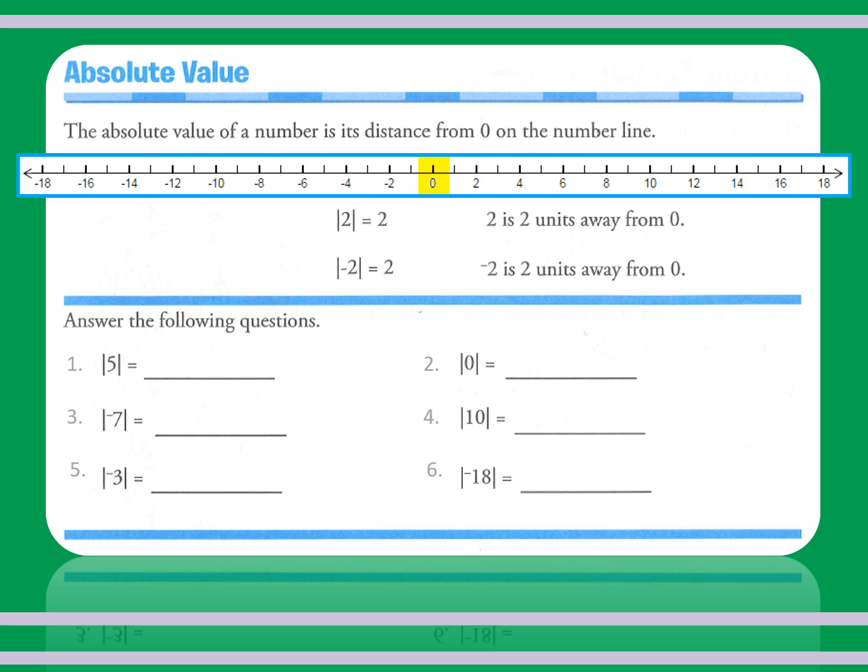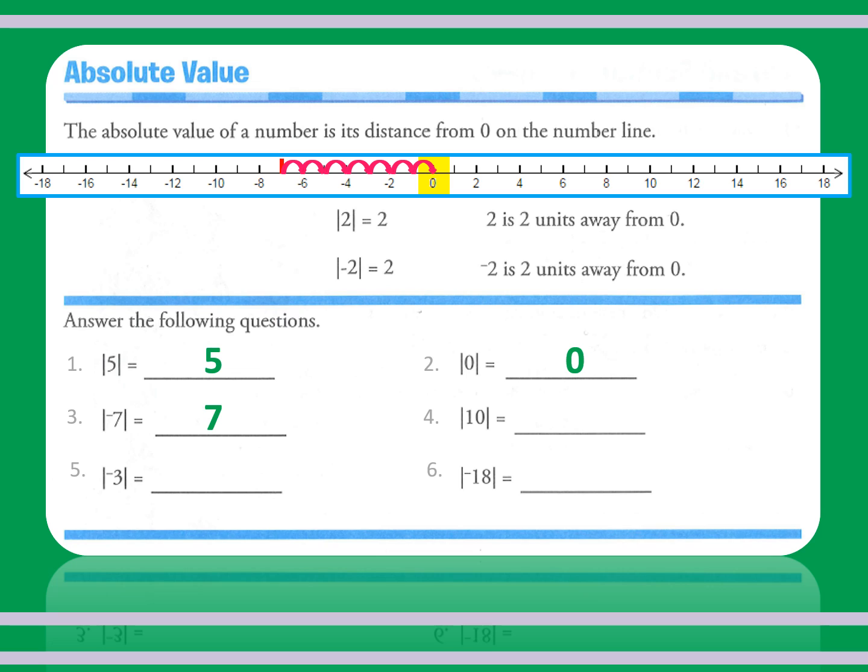Question number 1. 5 is located here on the number line, and it is 5 units away from 0, so its absolute value is 5. Question number 2. 0 is located here on the number line, and it is 0 units away from 0, so its absolute value is 0. Negative 7 is located here on the number line, and it is 1, 2, 3, 4, 5, 6, 7 units away from 0, so its absolute value is 7.